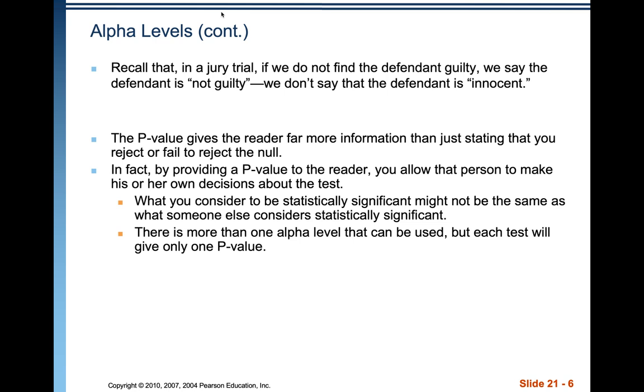The p-value gives the reader far more information than just stating that you reject or fail to reject the null. In fact, by providing a p-value, you allow the reader to make his or her own decisions about the test. What you might consider statistically significant may not be the same as what someone else does. There could always be more than one alpha level chosen for a test, but because you have one set of data in this particular test, there is only one p-value.